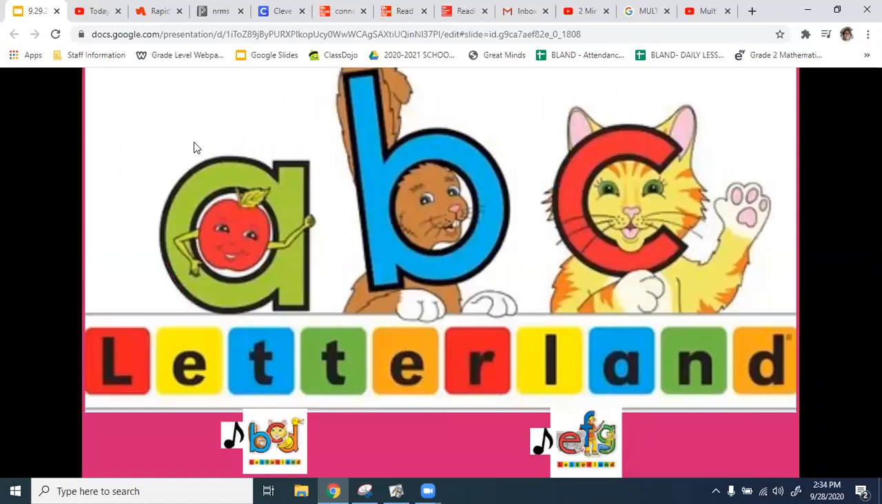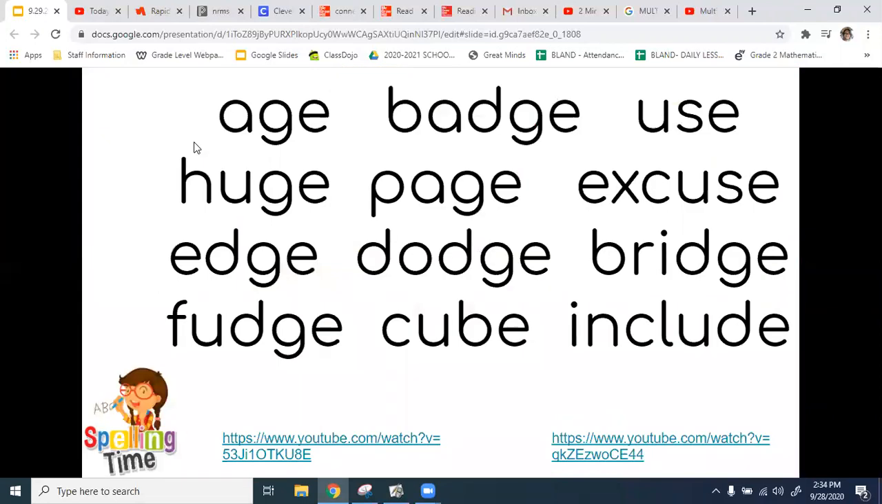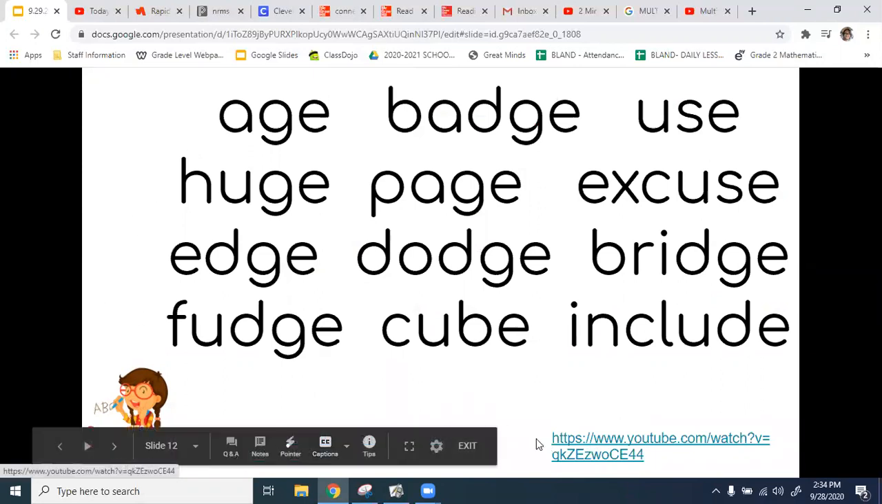Letterland, you have 12 Letterland words that you were working on this week. And remember, Miss Bland told you that we're dealing with that soft G sound that says J. Let's listen. Miss Bland can't get to it.